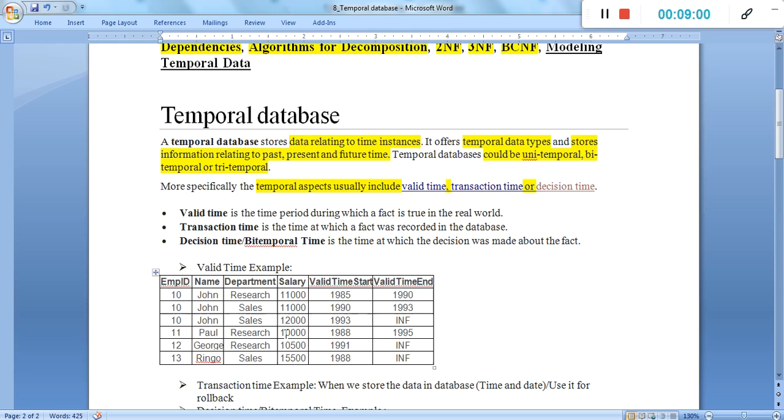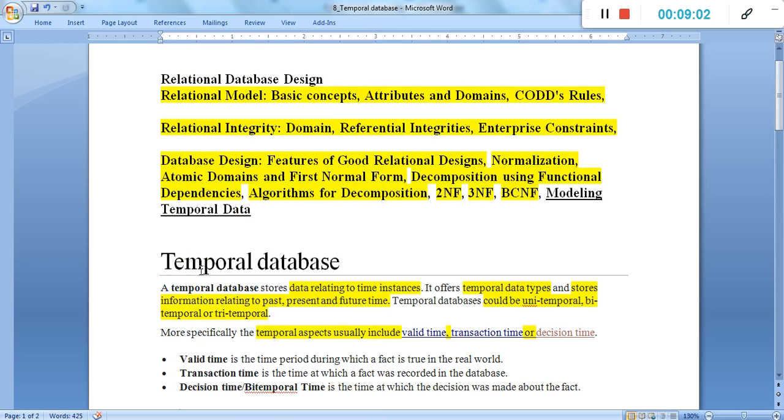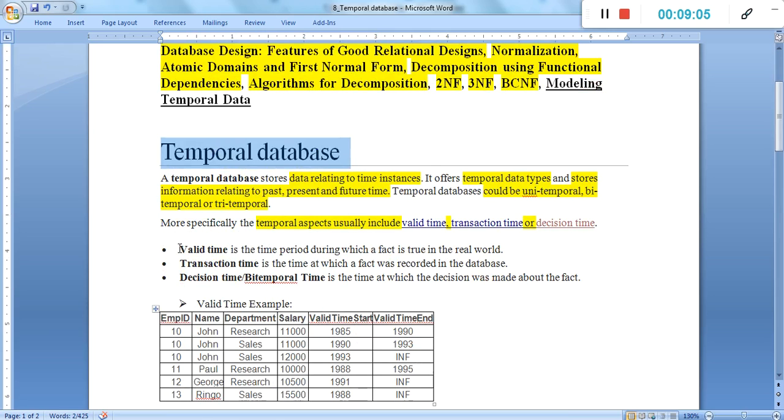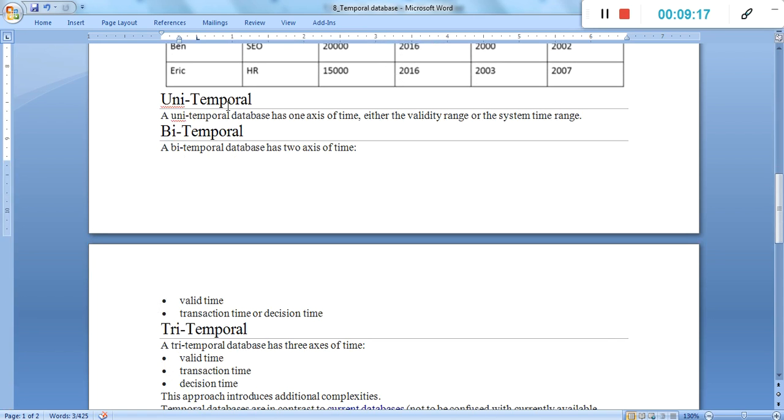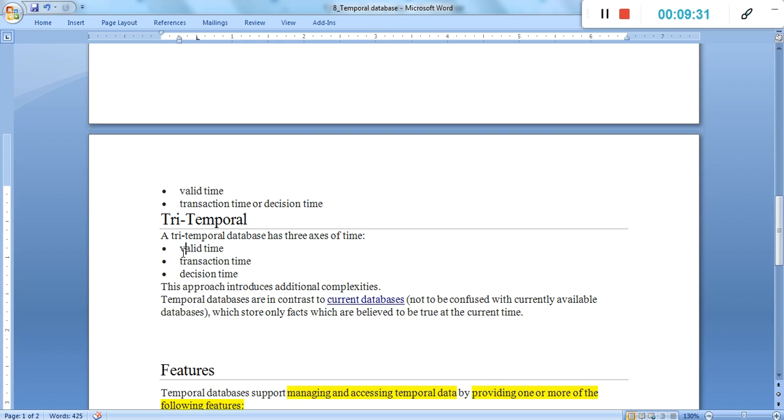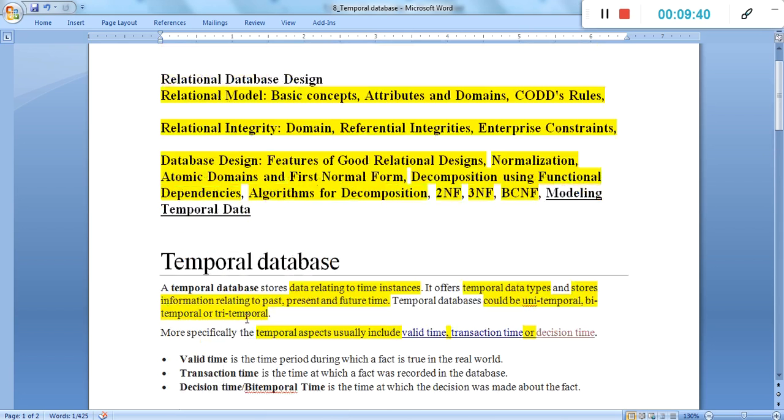This is simply the introduction, or a basic explanation of what a temporal database means. It contains some aspect views: valid time, transaction time, and decision time. If it is a single time, only a valid time, we can say that it is unitemporal. If it runs with two times, a valid time and transaction time, or a valid time and decision time, then we can say it is bitemporal. When the table contains the valid time, transaction time, and decision time, then it is tritemporal. That is the explanation about the temporal database.